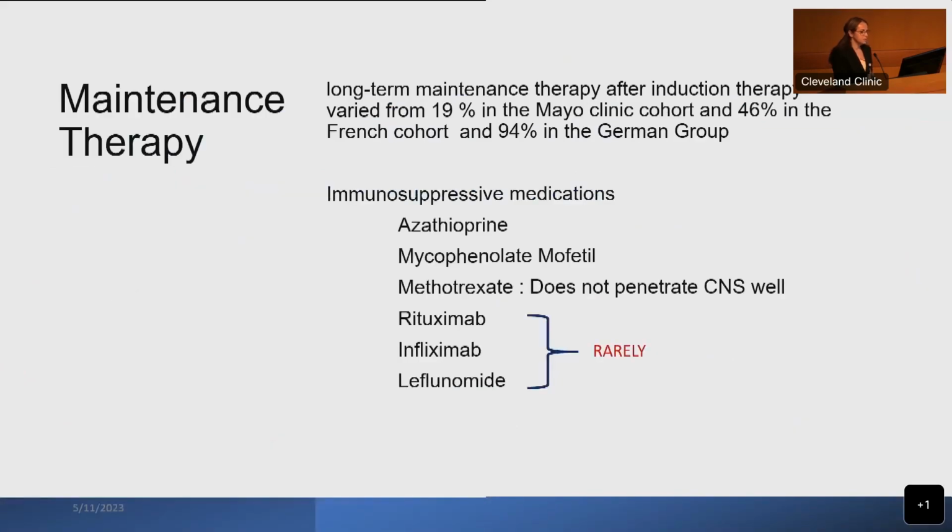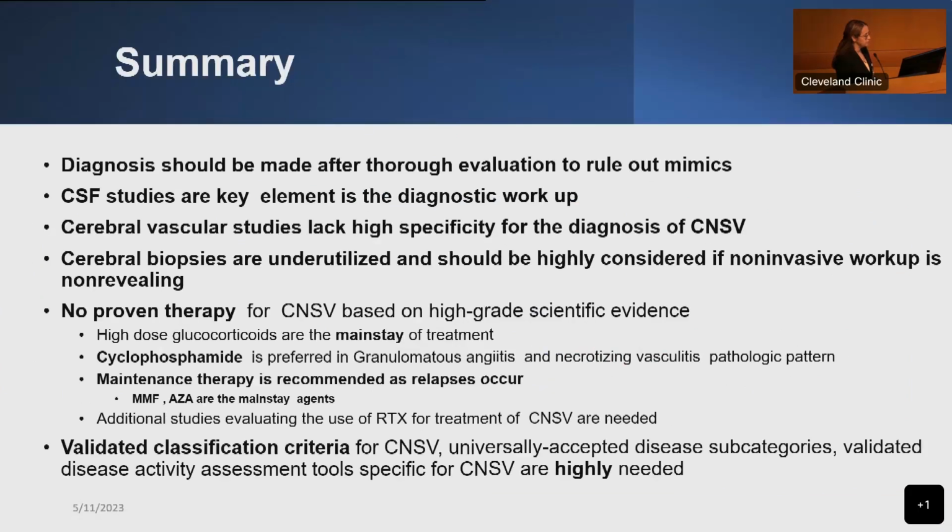You maintain your patients with mainly azathioprine, mycophenolate. Methotrexate does not penetrate the CNS well, and rarely rituximab, infliximab, and leflunomide. And again, this should not be a first-line therapy. So in summary, diagnosis should be made after thorough evaluation to rule out mimics. CSF is the key element in the diagnostic workup. Cerebrovascular studies lack a high specificity in the diagnosis, and cerebral biopsies are underutilized and should be highly considered if non-invasive workup is non-revealing.